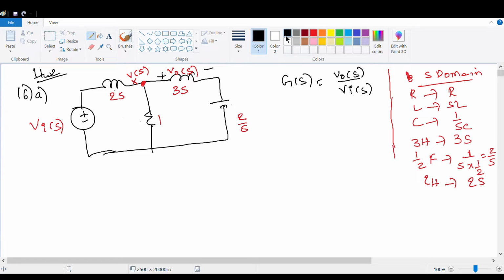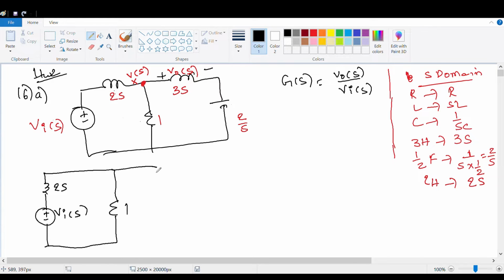Now write the circuit like this: 2S, minus Vi of S, and this is 1, and this is 3S, V naught of S, 2 by S. This is Vx of S. Mark the currents. Here I take all currents as leaving. The current directions are like this.